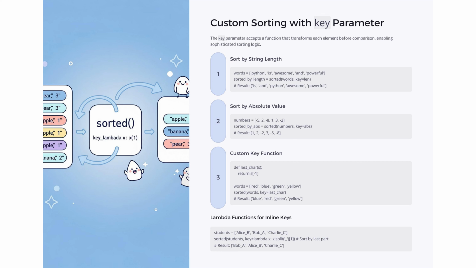The key parameter in sorting allows for custom sorting logic by transforming elements before comparison. For instance, sorting words by length: is, and, Python, awesome, powerful. Numbers can be sorted by absolute value: 1, 2, -2, 3, -5, -8. Custom functions, like sorting by last character, and lambda functions for inline keys, offer versatile sorting options.